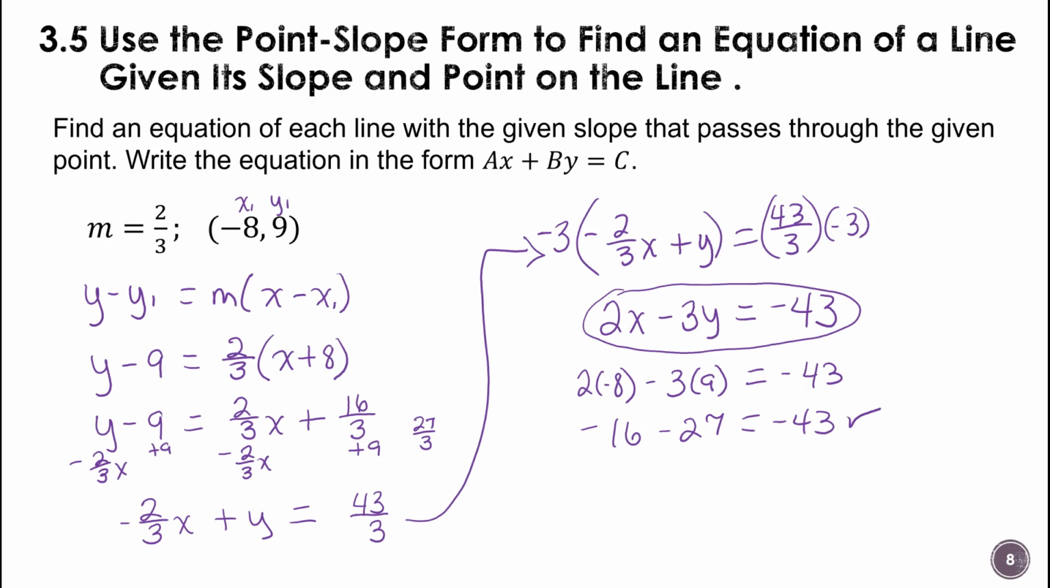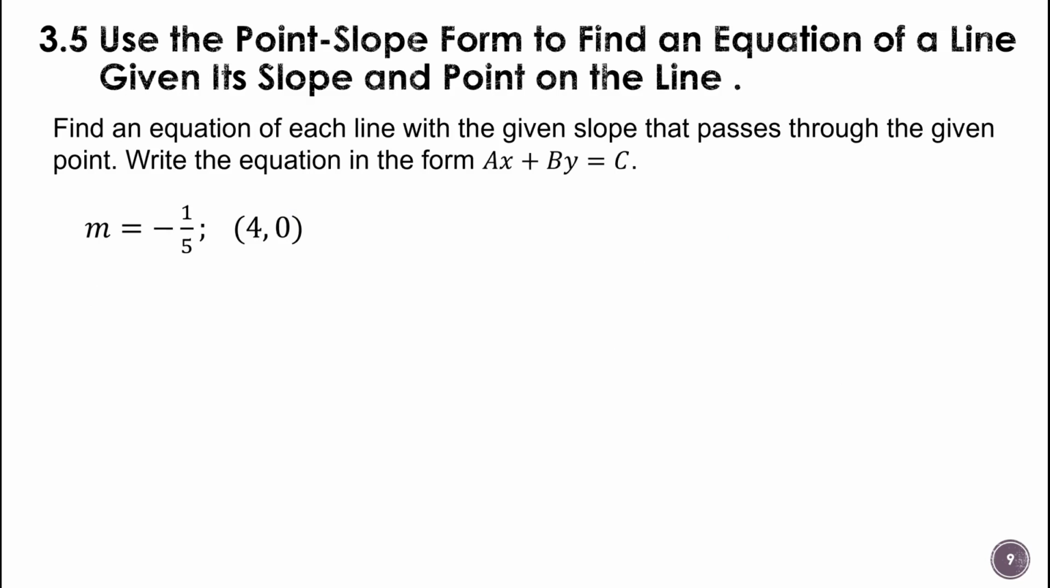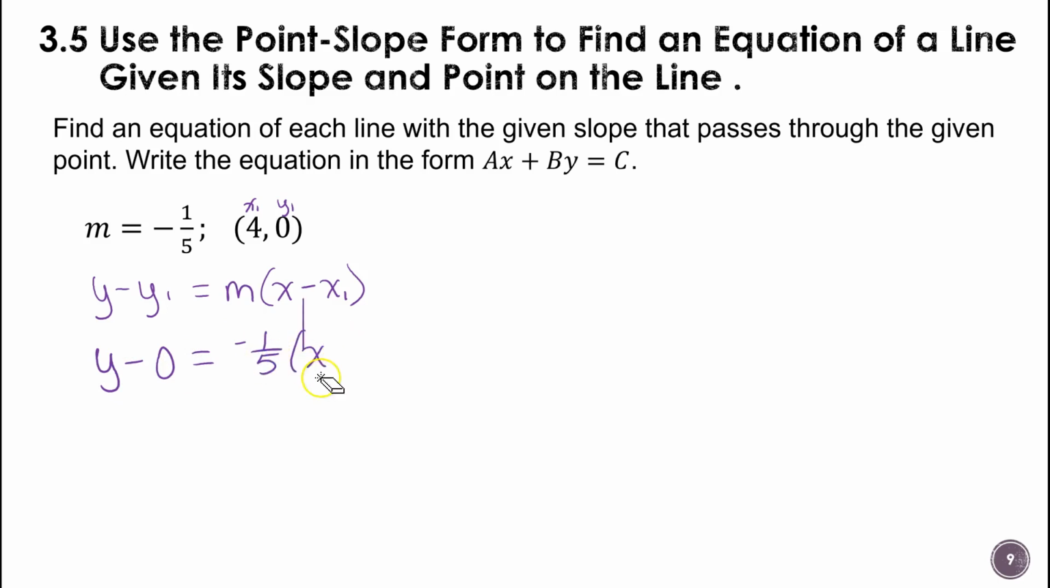Okay, so I think I'm going to do one more slide before we stop this lesson. So here we go. I'm going to write out the formula. y minus y sub 1 equals m times x minus x sub 1. This is my x sub 1 and my y sub 1. I kind of like it when it's 0. That's handy. So I'm going to say y minus 0 equals negative 1/5 times x minus 4. And then I'm going to simplify this. Well, I can just drop the 0. So I'm going to have y equals negative 1/5 x plus 4/5.